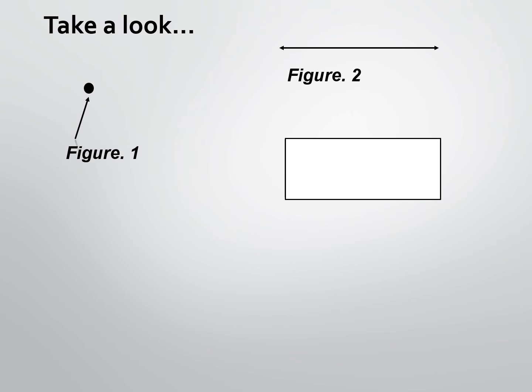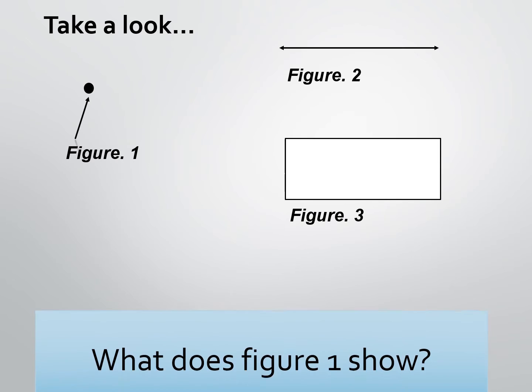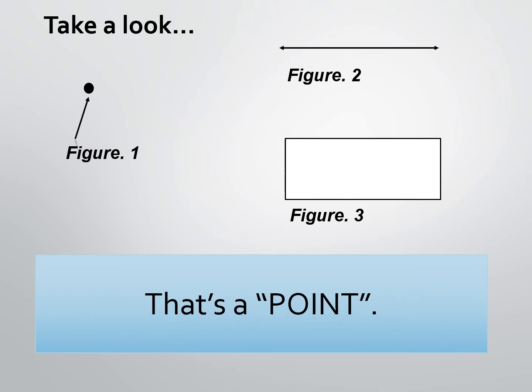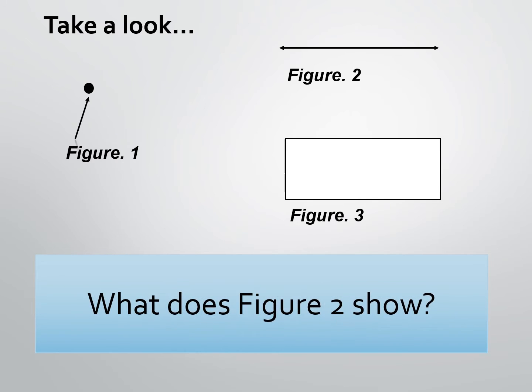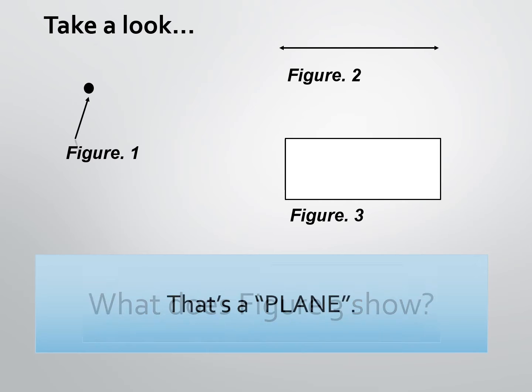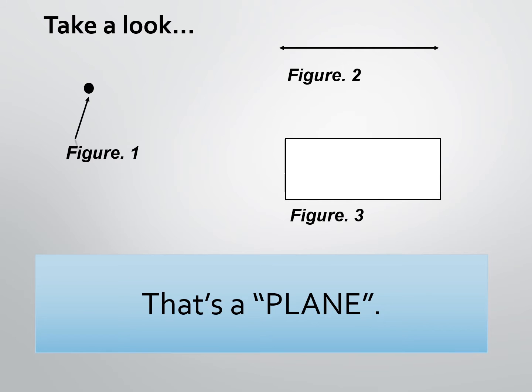Let's take a look at this one first, the second, and the third one. What does figure 1 show? Anyone who can describe figure 1? Okay, that's a point. Very good. Next, how about figure 2? This is a line. And for figure 3, this is a plane.